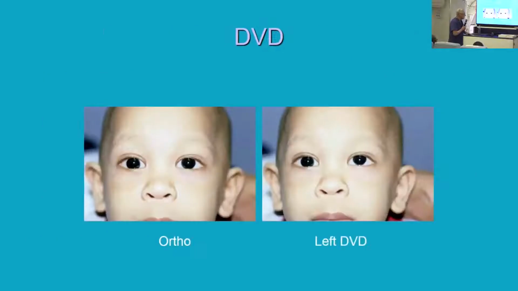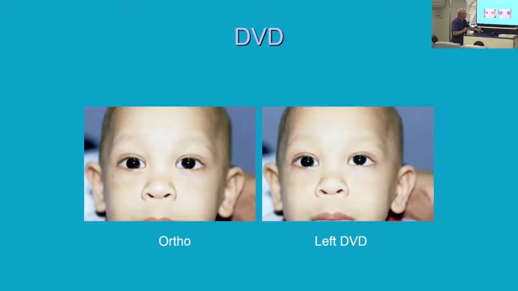So what does the DVD look like? Well, this is a little boy who is straight in primary gaze. If you go back and forth, he may spontaneously, or because of your alternate cover, over-elevate the left eye. I think you can see it's not super high there, but he certainly is different from here, where both eyes are in alignment, and there the left eye is up in a left dissociated vertical deviation.